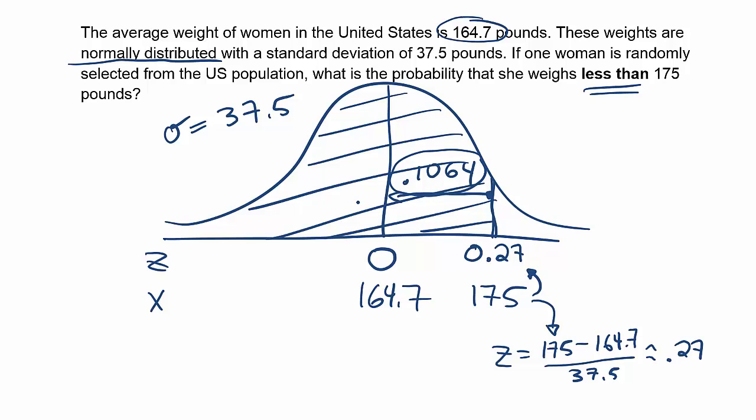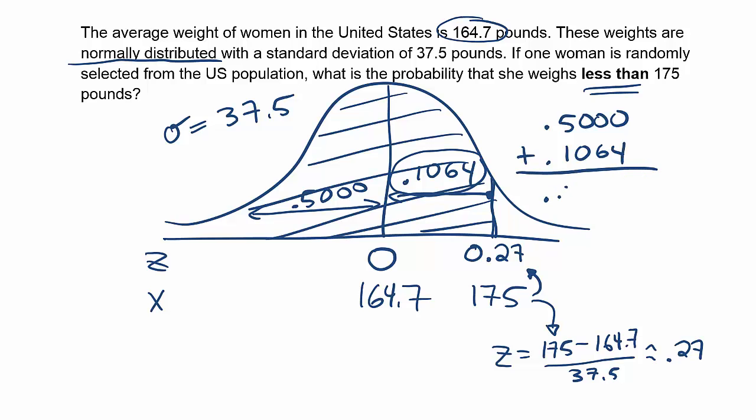We want this other half as well, but this other half, remember, is half of the total area of the curve, so that's another 50%. So the total area we're looking for is going to be 50% plus 0.1064. And then the total becomes 60.64%.